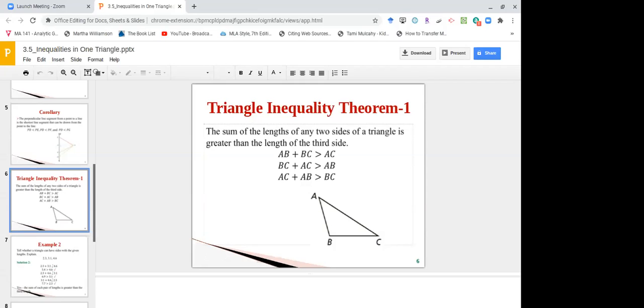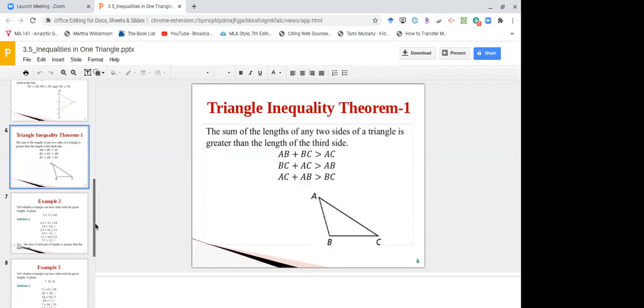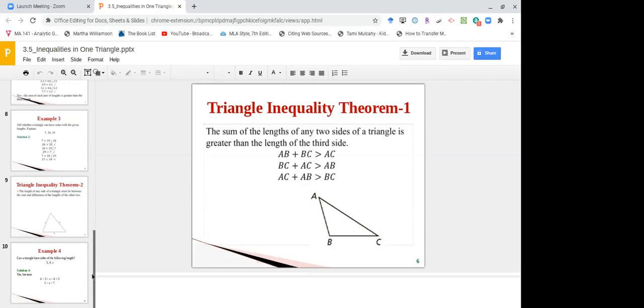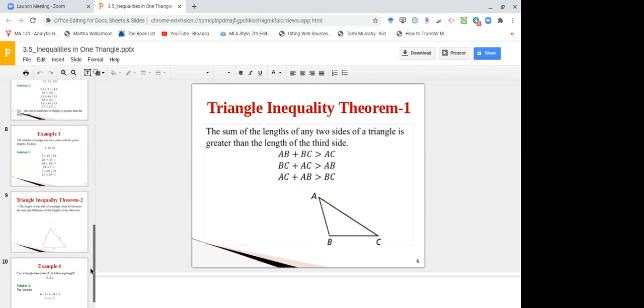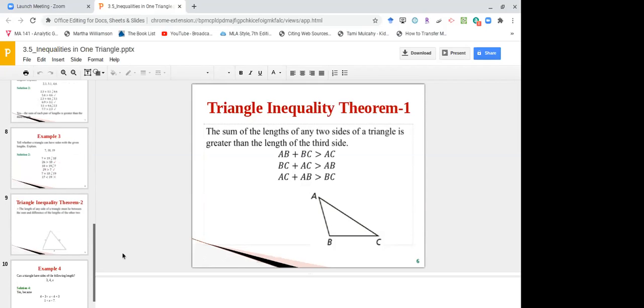And yes, you have to test all three. All three of these have to work. If one of them fails, then you do not have a triangle. And there's a couple of examples of that to finish out this lesson. We have one more lesson in this week's module.